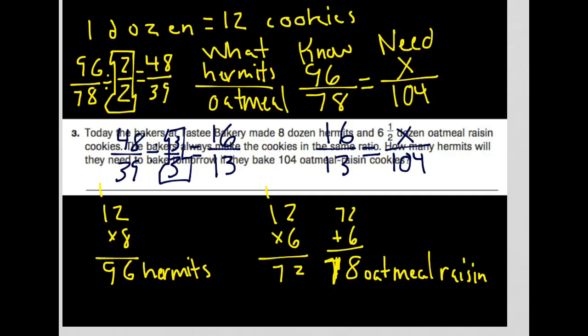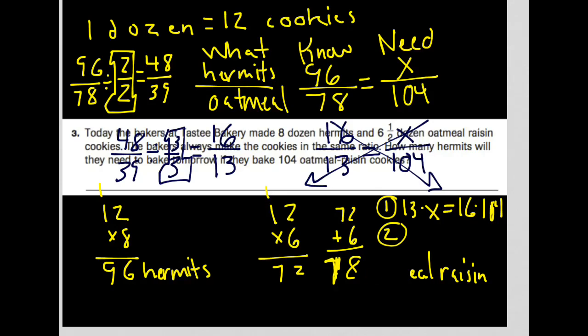So now I'm going to go ahead and solve this proportion. I'm going to cross multiply. I've got 13 times x equals 16 times 104. Step 2, I'm going to do a little bit of erasing here to make some room. Step 2, I'm going to need to go ahead and figure out what 16 times 104 is.